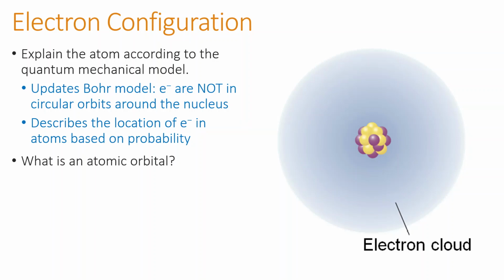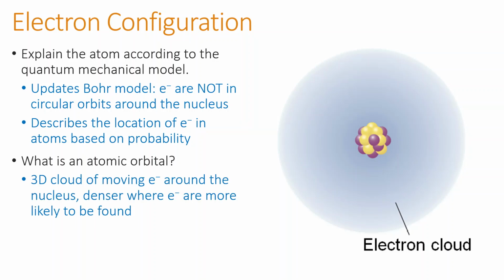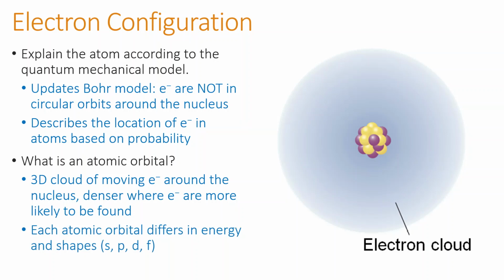And when we solve those really complicated equations, the solution is a three-dimensional shape, and we call that an atomic orbital. So an atomic orbital is a 3D cloud of electrons moving around the nucleus. And that cloud is going to be denser where electrons are more likely to be found. Now we name these clouds, these shapes, S, P, D, and F. I can't really tell you where exactly within that 3D moving cloud the electron is, but I can tell you where it is most likely to be within that electron cloud.